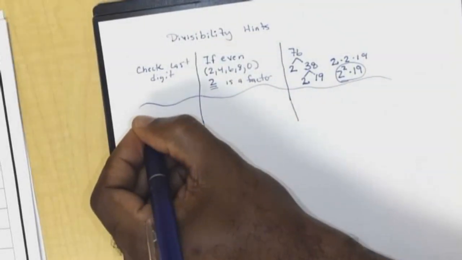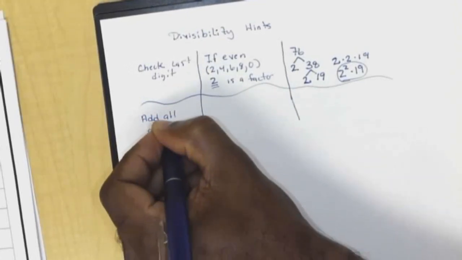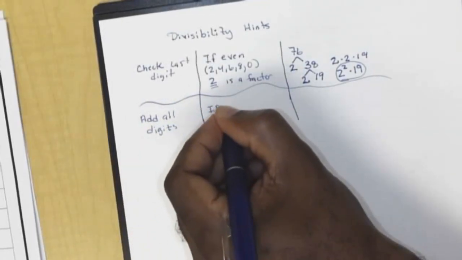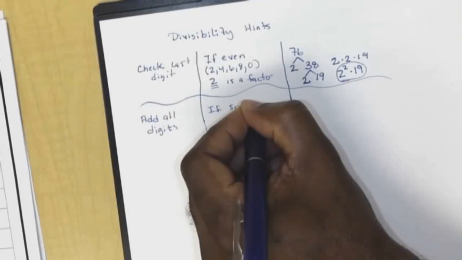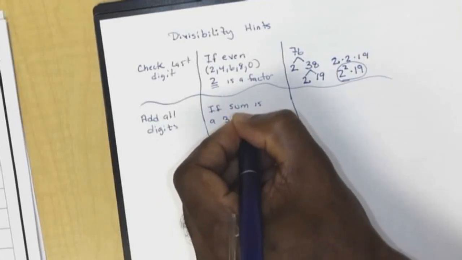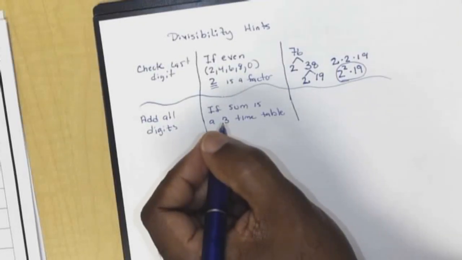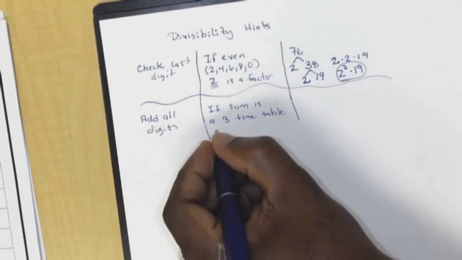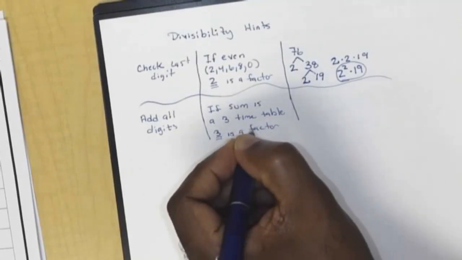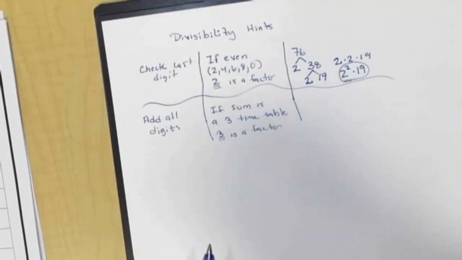Next thing you can do is add all digits. Give you another hint. Add all digits. Now, if the sum is a 3-time table, what's your 3-time table? Give me a few. If you get any one of those numbers, 3 is a factor. So if you add up the numbers and you get a 3-time table, 3 is a factor. All right? Let's try it out.